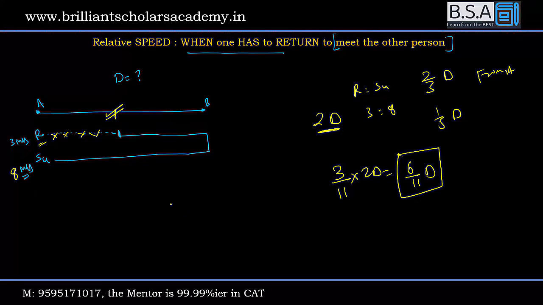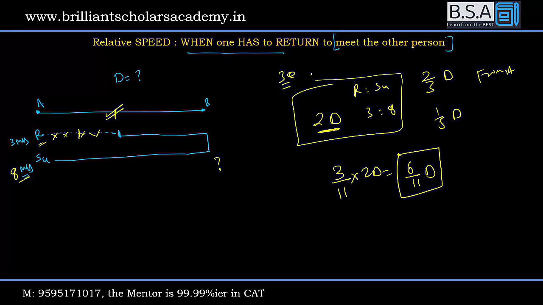A lot of people first find out how long he will take to reach here, then where is Ramesh, and then they are traveling back in the opposite direction. Why are you wasting time doing all this? When one person has to return and meet the other person, solve it like this. I've covered maybe 3 questions of this kind in the last lecture. Together, they have traveled 2 distance.